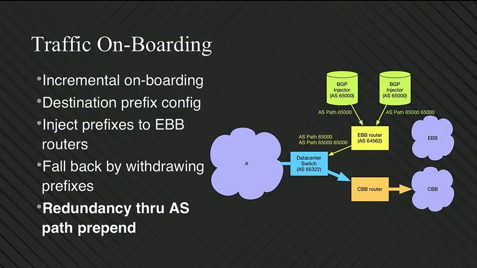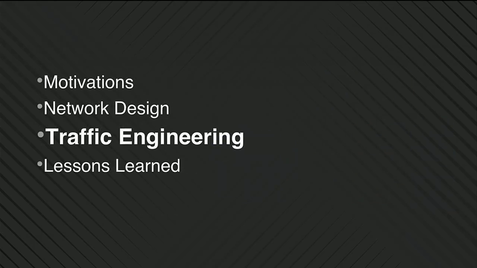We also have a redundancy mechanism through AS path prepend. The way it works is that we run multiple instances of the BGP injector, and they each advertise duplicate routes using different AS paths. And so there will be duplicate paths in the data center switch, and if, let's say, the BGP injector on the left fails, its route will be withdrawn, and the route injected by the instance on the right will then take over.